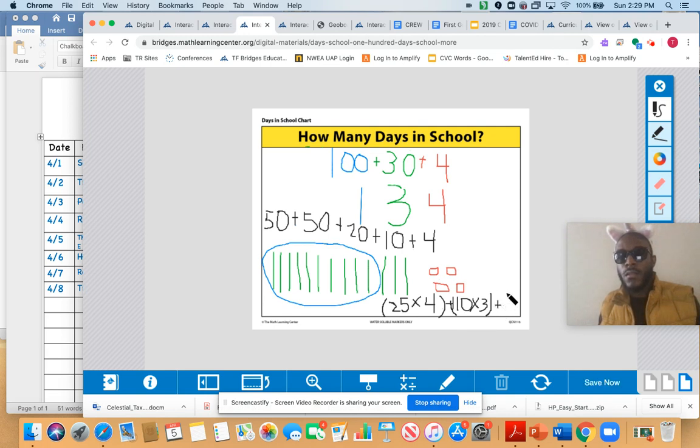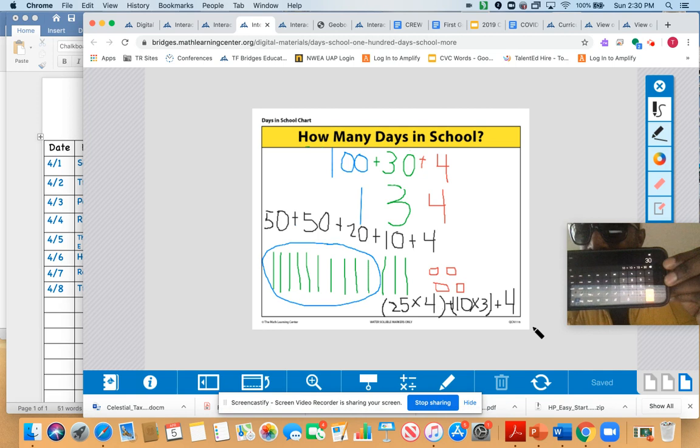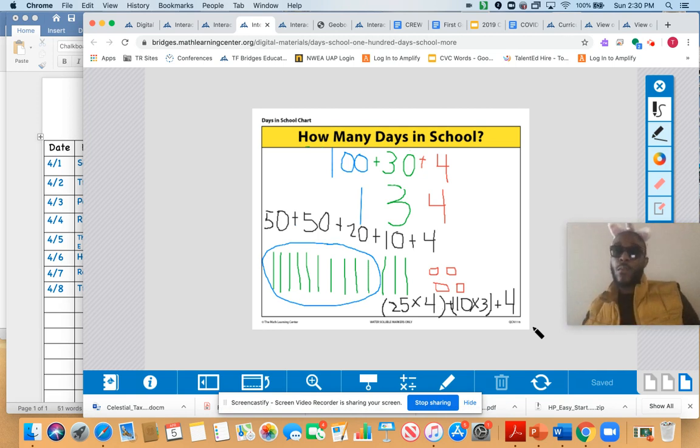Plus 4. Good job to the person that sent me this and got that right. That means they were doing some higher level thinking. 10 times 3, you can write that as 10 plus 10 plus 10. So you're going to add 10 3 times because the 3 represents how many times you're going to add that number. So you write that as 10 plus 10 plus 10, which equals 30. And that's how you write that. Plus 4 more is 134.